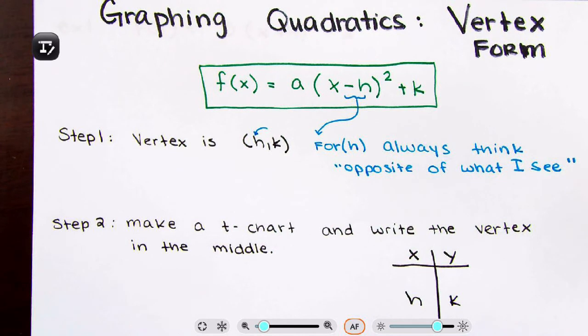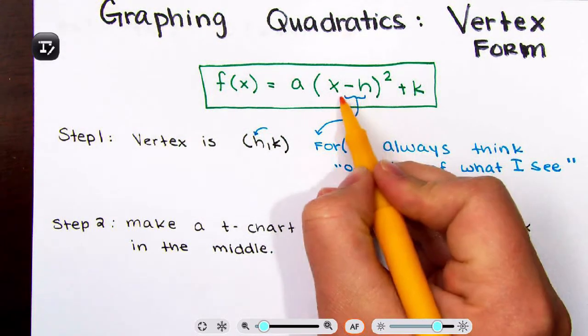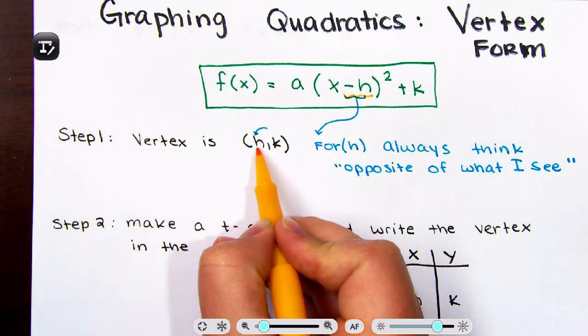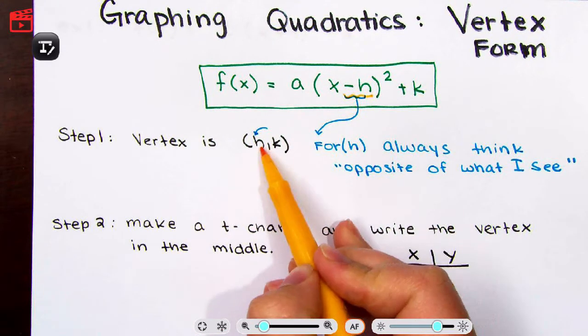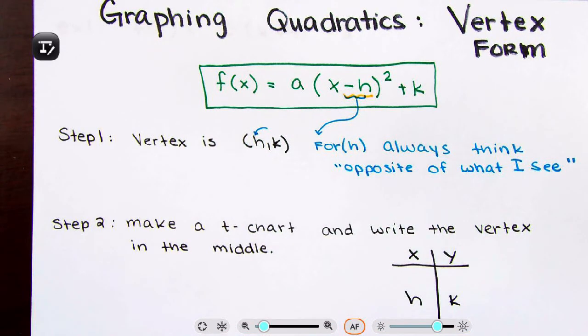Step number one is to identify your vertex. Now, your vertex is going to be your h comma k. For h, because it is inside the bubble, inside the function, inside the parentheses, you always want to do the opposite of what you see. So if you see a minus here, that means h is going to be positive. If you see a plus here, that means h is going to be negative. So make sure that you do the opposite of what you see.